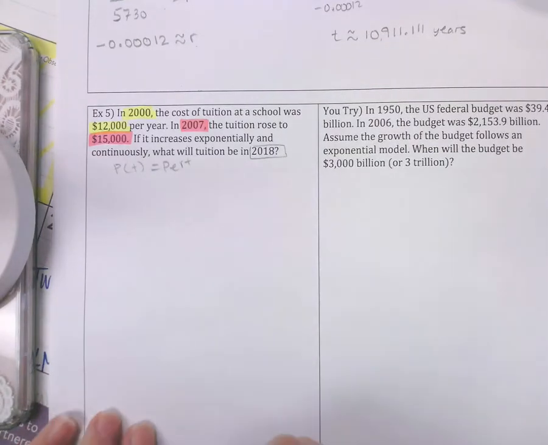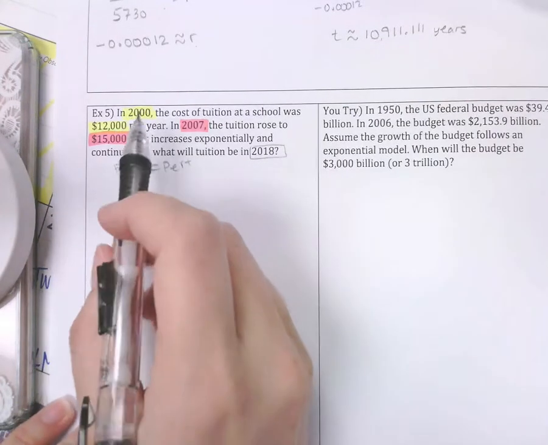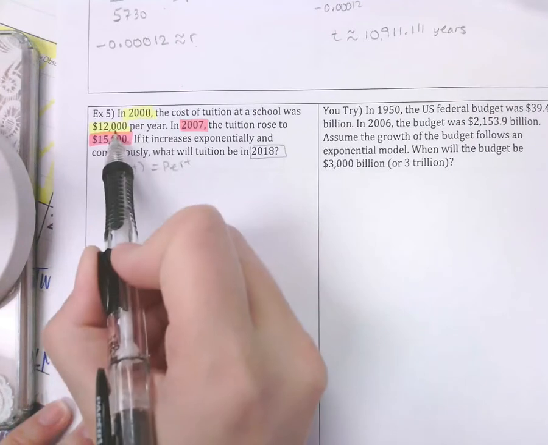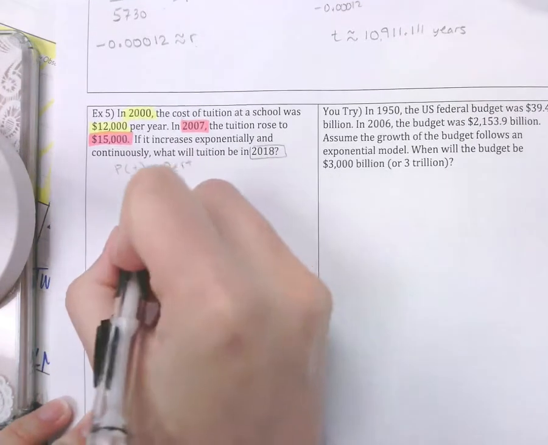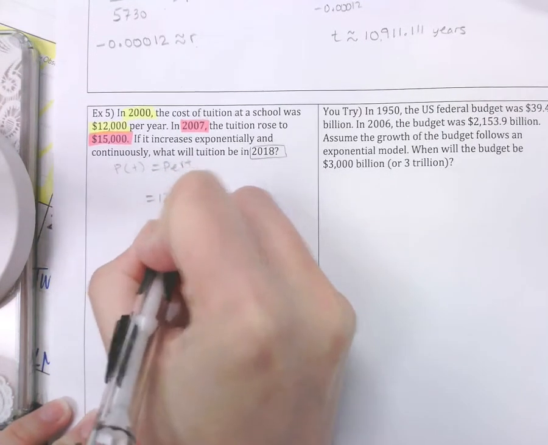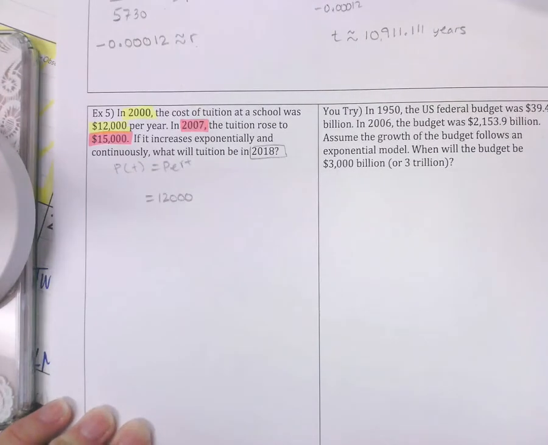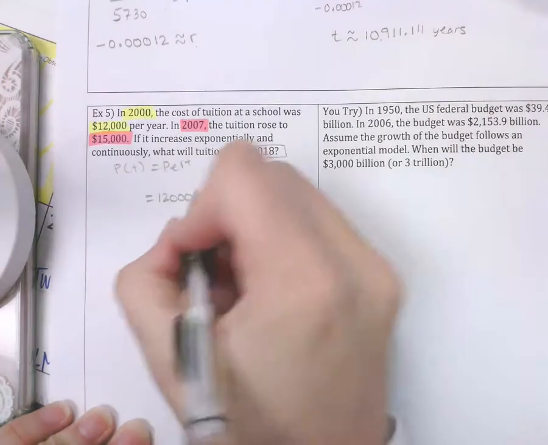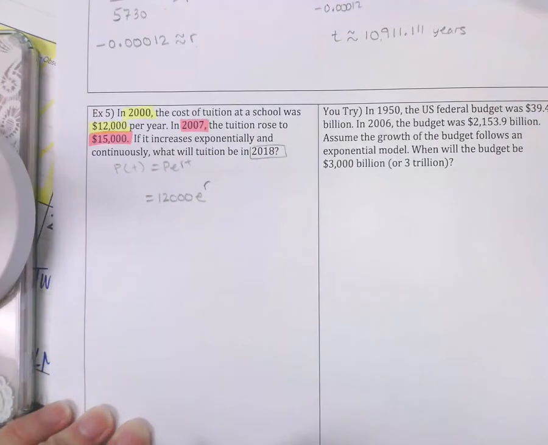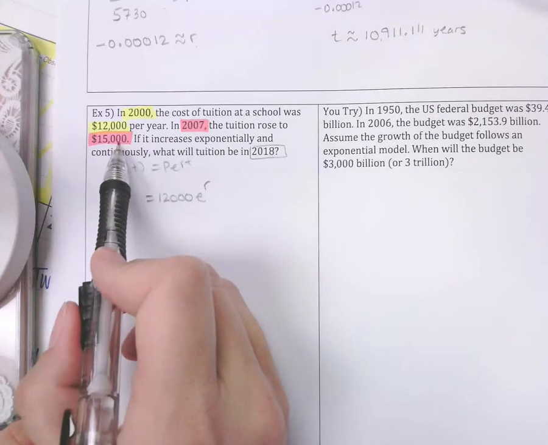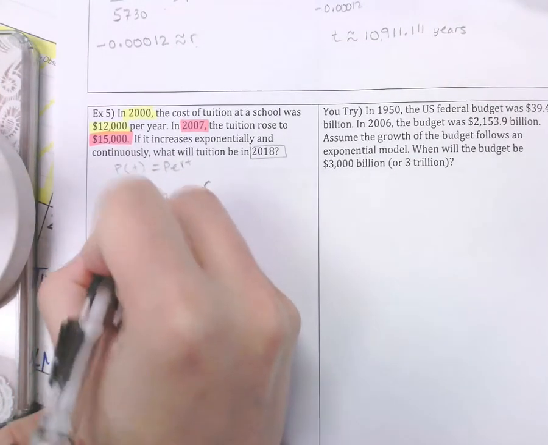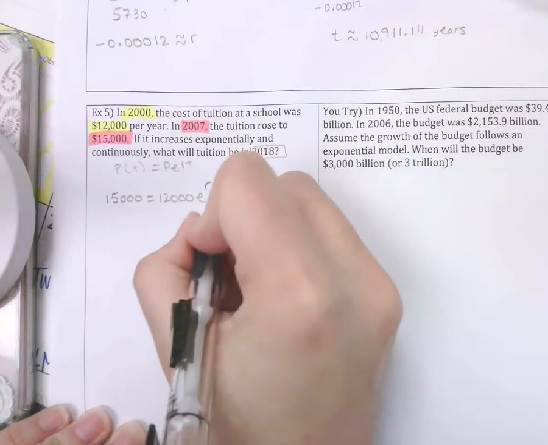So in 2000, that's our oldest year, so that's going to be our initial amount. So the initial tuition is $12,000. So that's our P, principal. We don't know the rate. We know that it grew to 15,000. So how long did it take for it to grow to 15,000? 7 years. So that's my time.